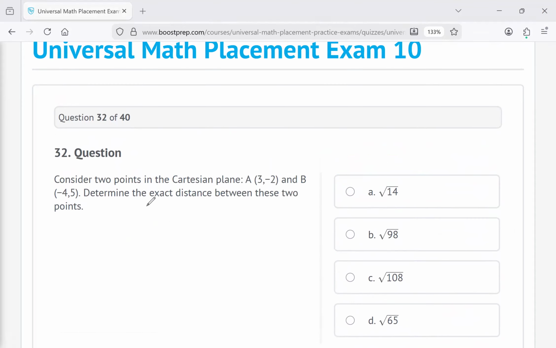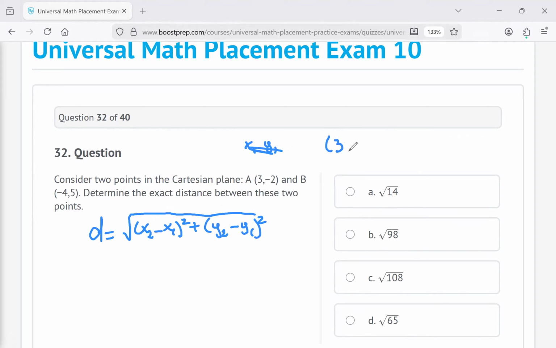Question 32, consider the 2 points in the Cartesian plane, A equals (3, -2), and B equals (-4, 5). Determine the exact distance. So the distance is the square root of x2 minus x1 squared plus y2 minus y1 squared. So we have 3 comma -2, and then -4 comma 5. 3 is your x1, -2 is your y1, then x2, y2.